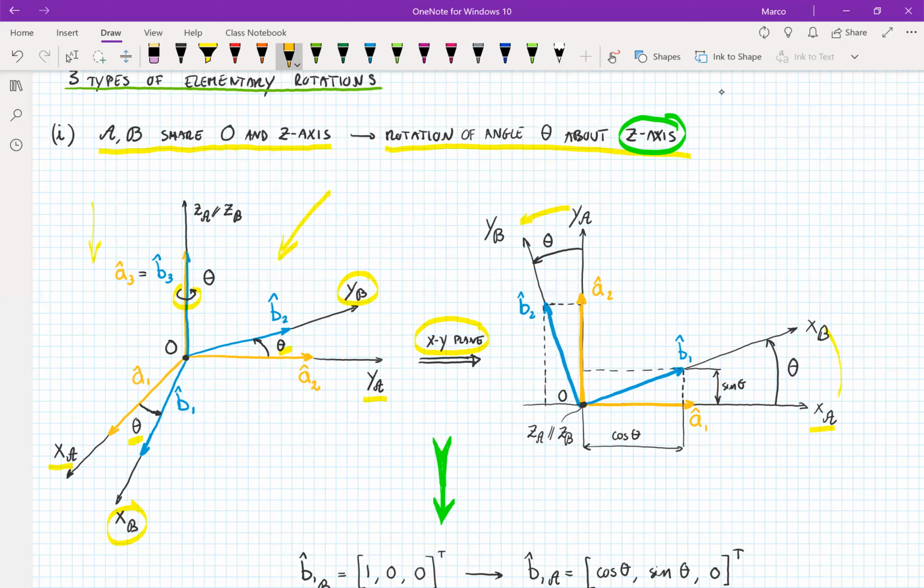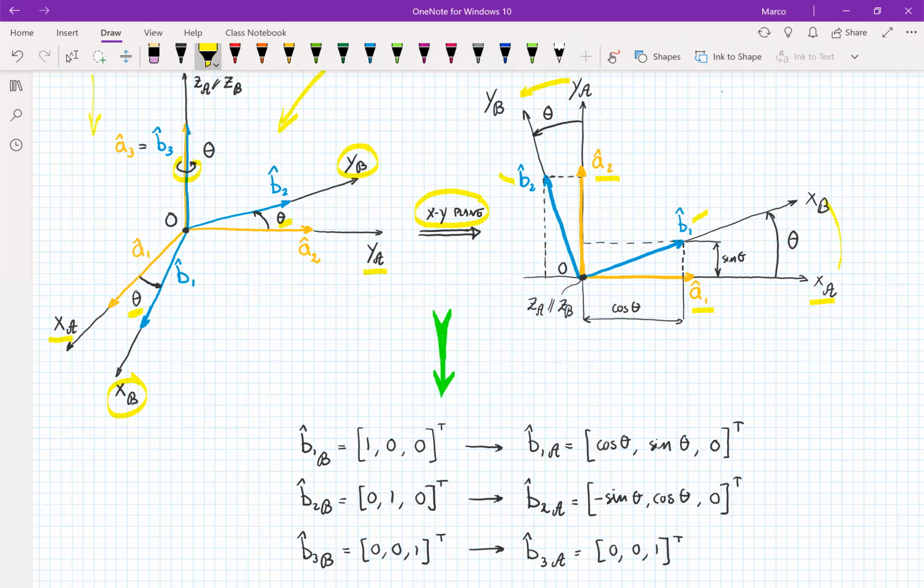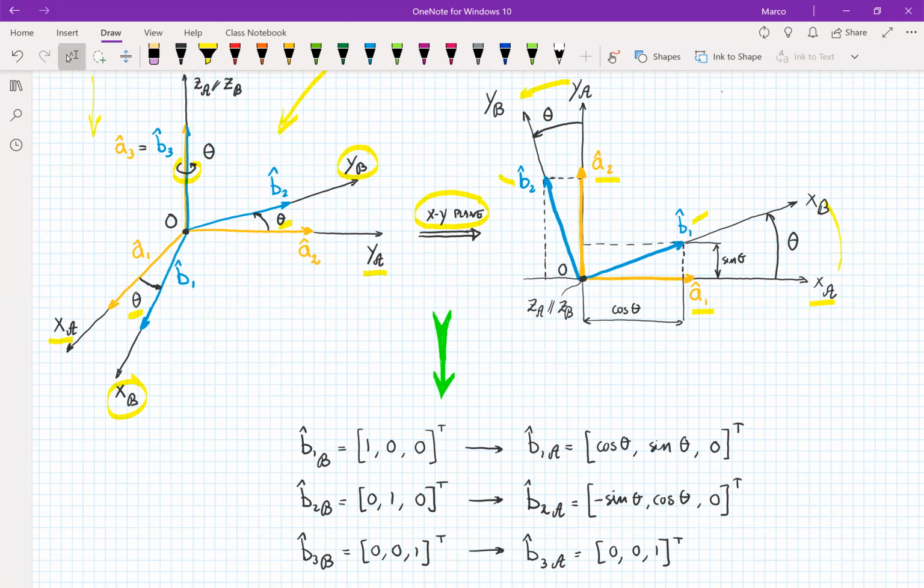Here in the orange and blue, I drew the versors of the reference frames. So we have A1 and A2, and B1 and B2. Now what we want to do is take the three versors that characterize reference frame B and write them down in terms of B coordinates. And then we're going to try to do the same in terms of A coordinates.